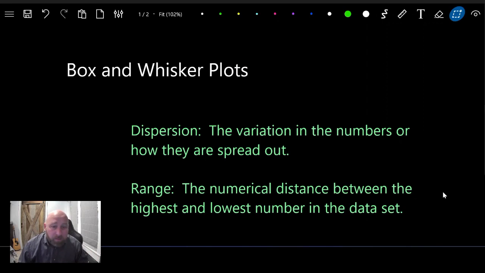The next word there is the word range. Range is the numerical distance between the highest and lowest number in the data set. So let's say you have a data set and the highest number is 50 and the lowest number is 25. You would have a range of 25. How do you get that? It's a pretty easy formula. You just take the biggest number and subtract the smallest number. So if your data set has a 10 in it and a 2 in it, then your range would be 10 minus 2, your range would be 8. So the range is just taking the big number, subtracting the small number.